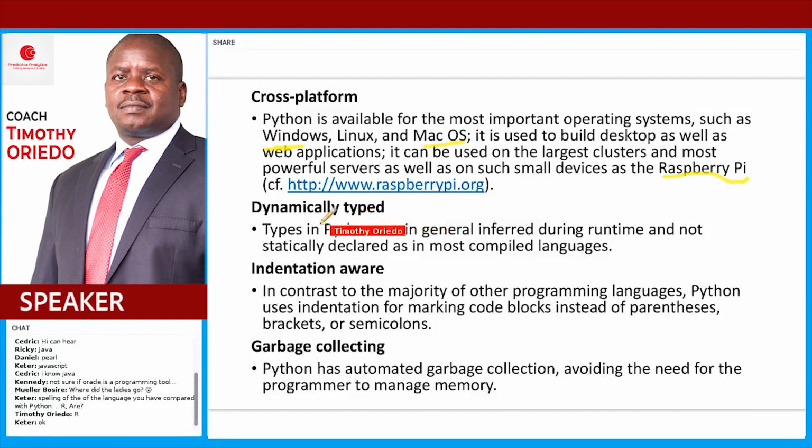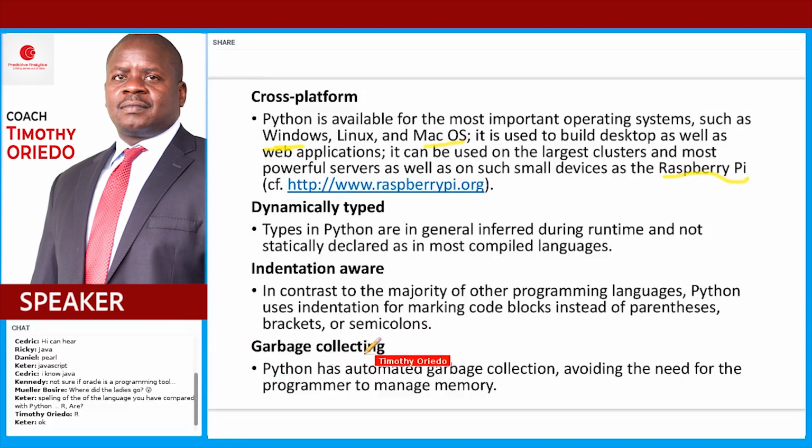Another part is dynamic typing. This means types in Python are generally inferred during runtime and not statically declared as in most compiled languages. We also have indentation awareness. In contrast to the majority of other programming languages, Python uses indentation for marking code blocks instead of parentheses, brackets, or semicolons. You'll see how this works when we push code across the notebook.